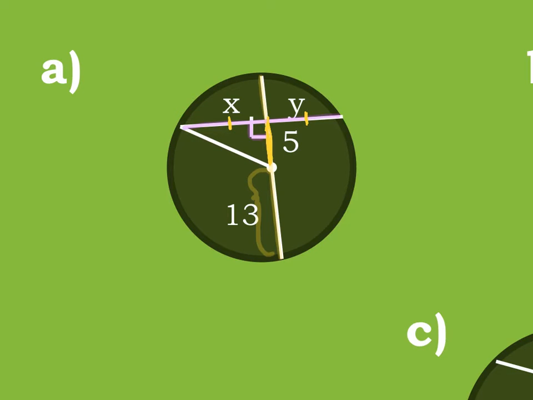I don't know x or y obviously, but if this is a radius and this is a radius, this is also 13. And then I get my small right triangle here. That one side length is 5, the hypotenuse is 13, and hopefully you remember your triple is 5, 12, 13, so x is 12. And then because these two are congruent, if x is 12, y is also 12.